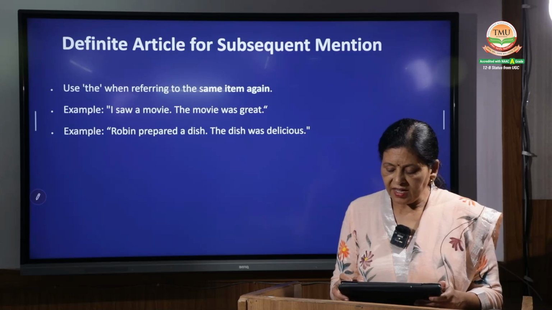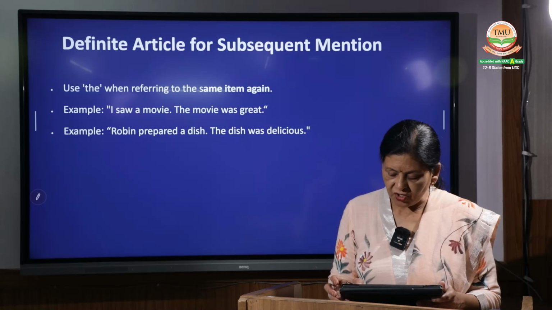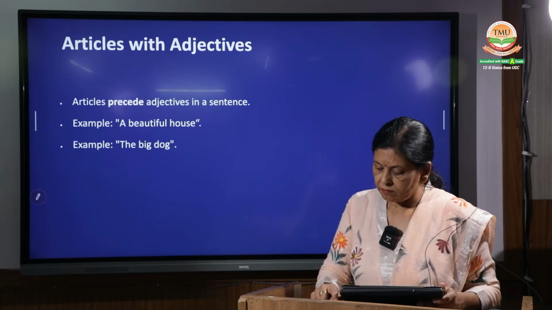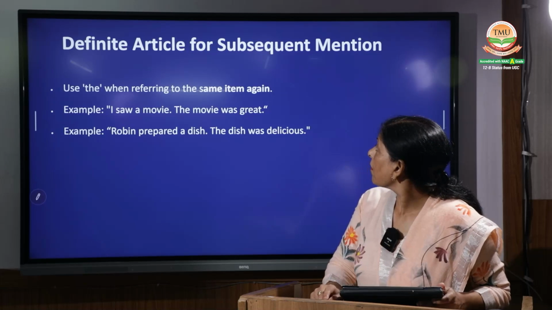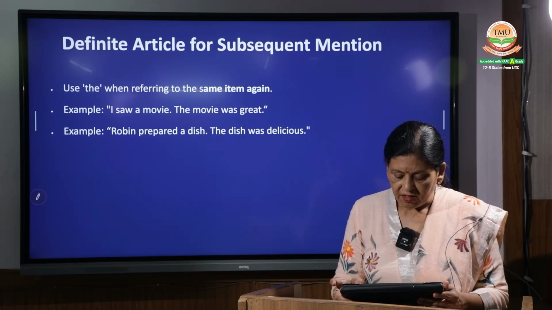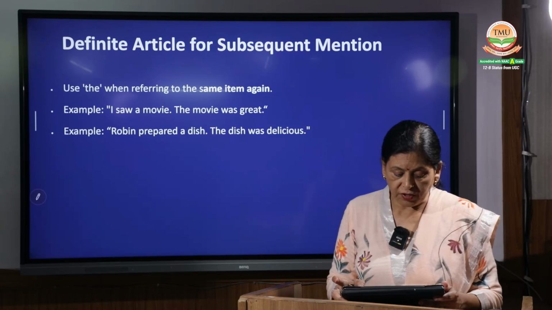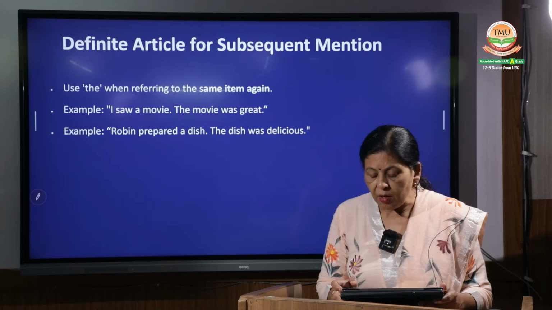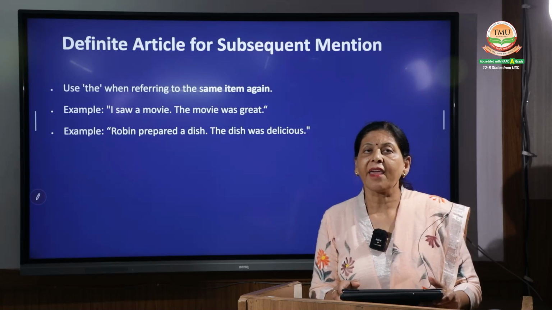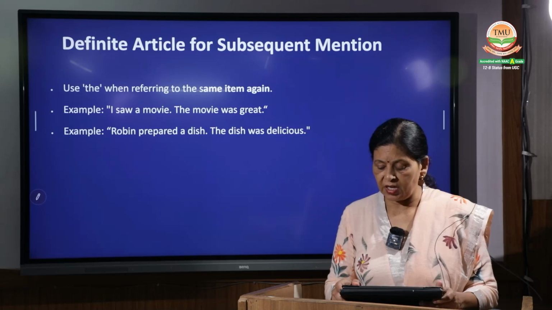Then definite article for subsequent mention. That is the same thing when we are referring to something again. I saw a movie, the movie was great. I saw a movie, the movie was boring. I ate an apple, the apple was juicy.